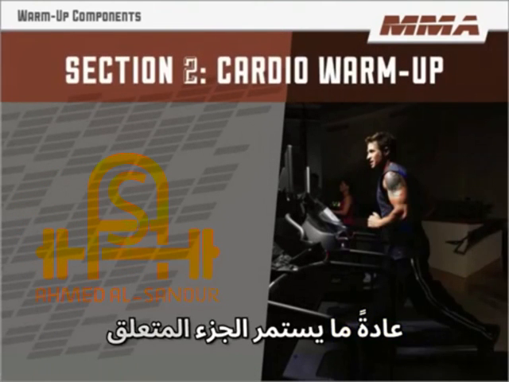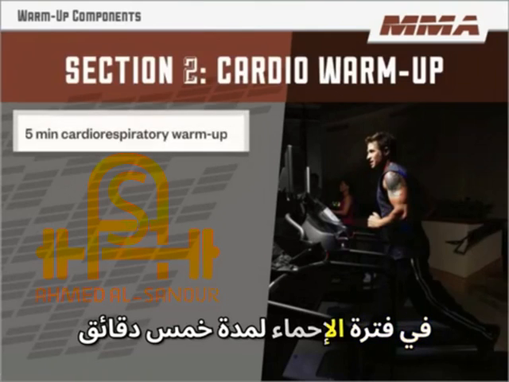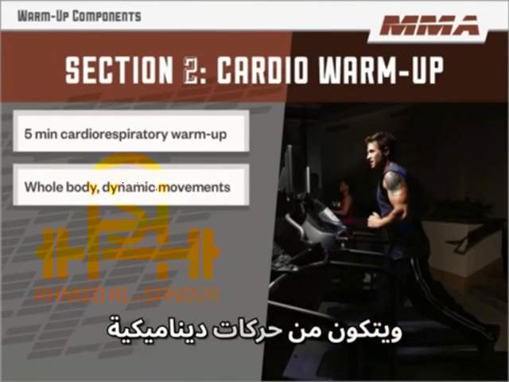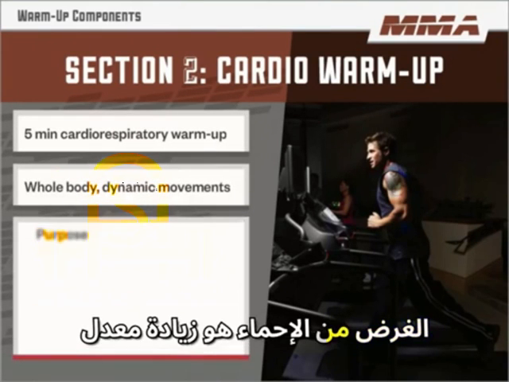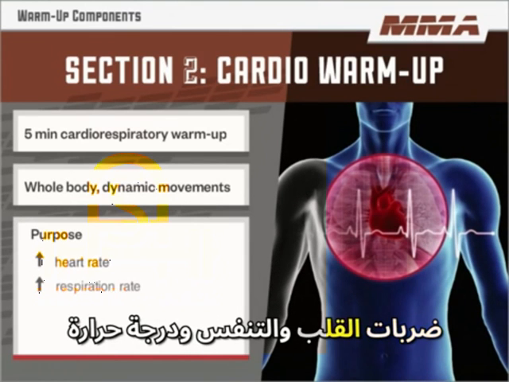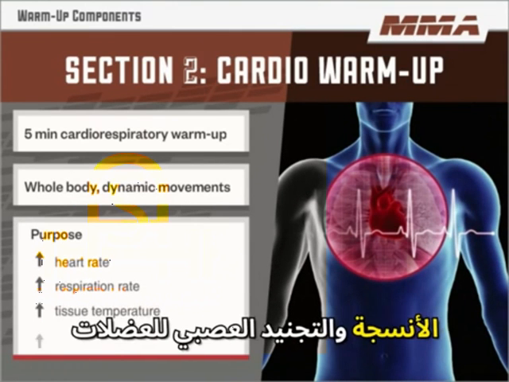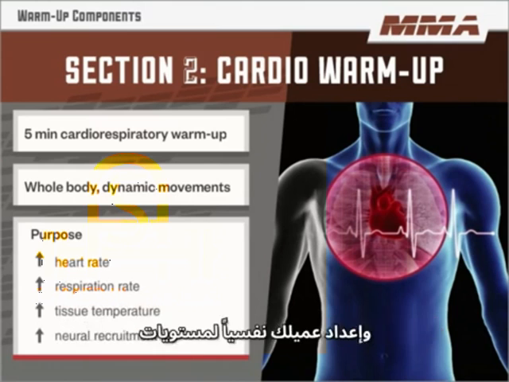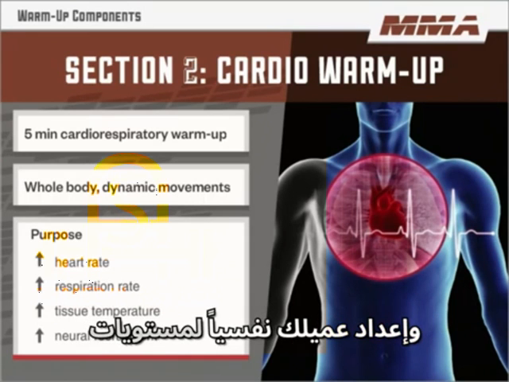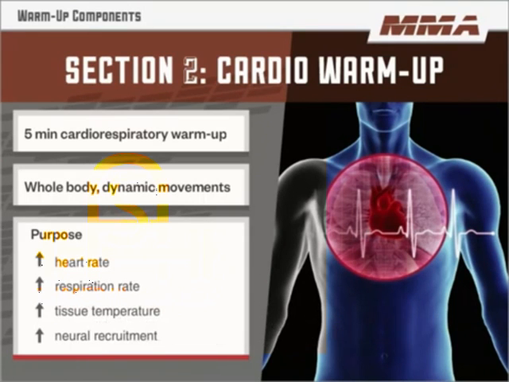The cardio portion of a warm-up period typically lasts 5 minutes and consists of whole-body dynamic movements. The purpose of the warm-up is to increase heart and respiration rates, tissue temperature, neural recruitment of muscle, and psychologically prepare your client for higher training intensities.